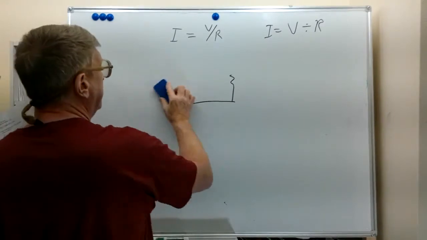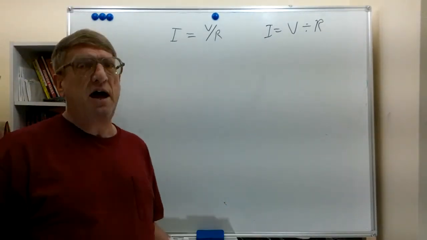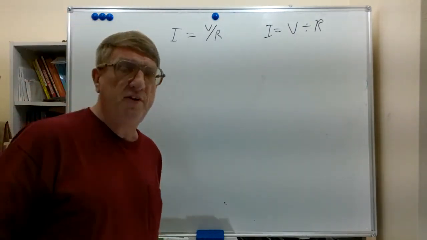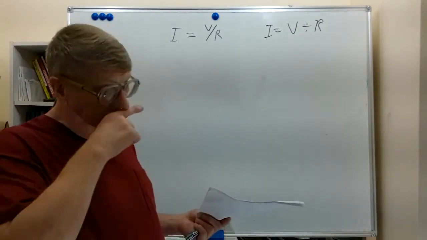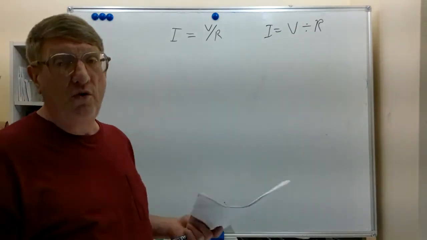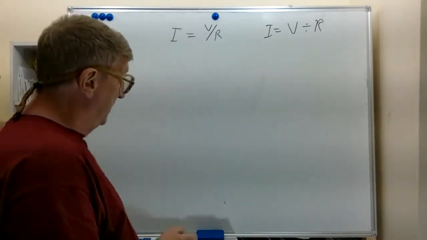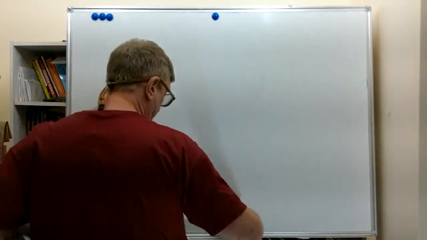So we've seen that high voltage doesn't necessarily mean high current. High voltage with a high enough resistance can give you a fairly low current. We've seen that low voltage does not necessarily mean low current. Low voltage with low enough resistance can give you high current. And we've seen some medium range examples.